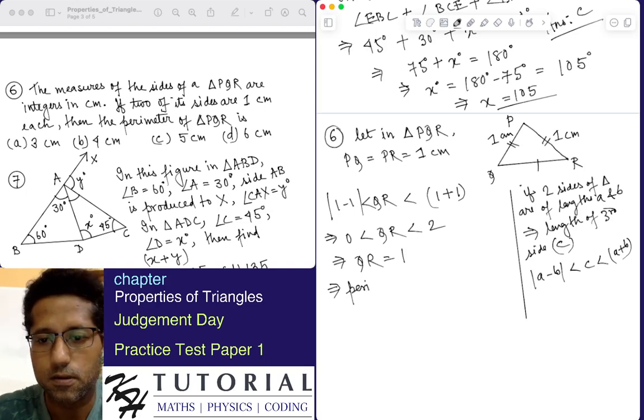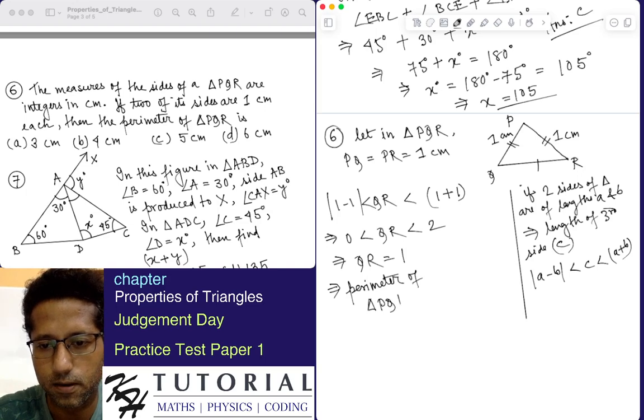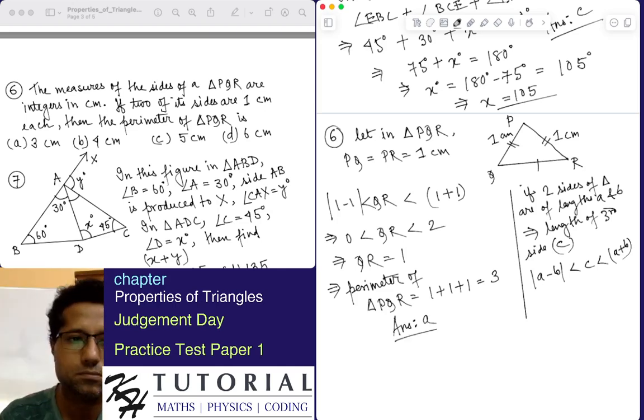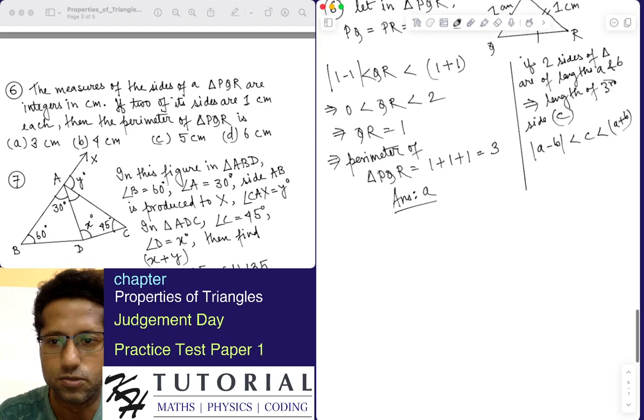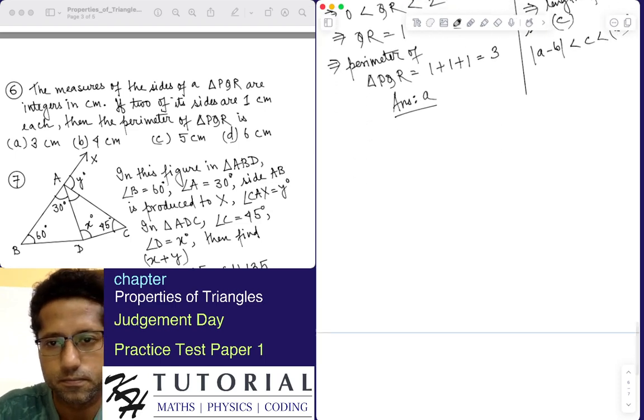This implies the perimeter of triangle PQR is equal to the sum of all the sides: 1 plus 1 plus 1, which is 3. So the correct choice is choice A. Okay, let's do problem number 7.